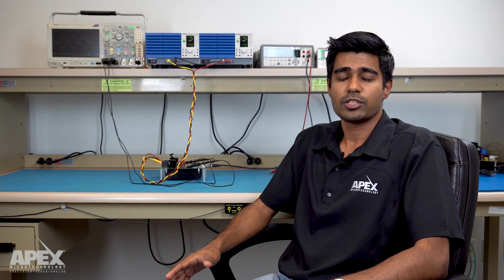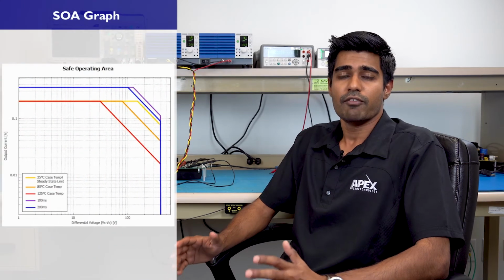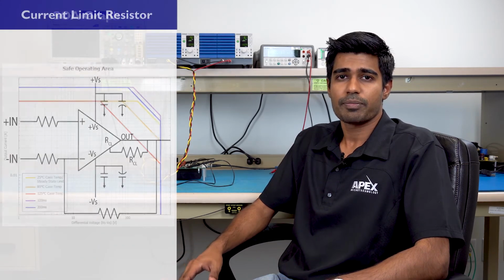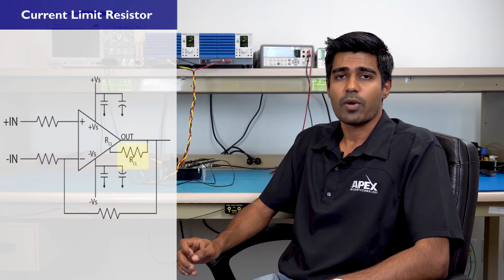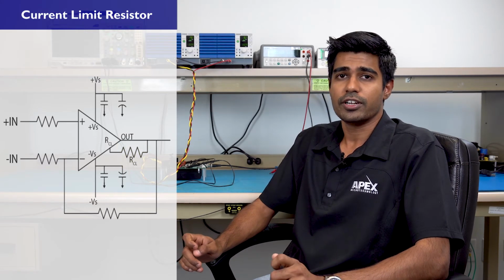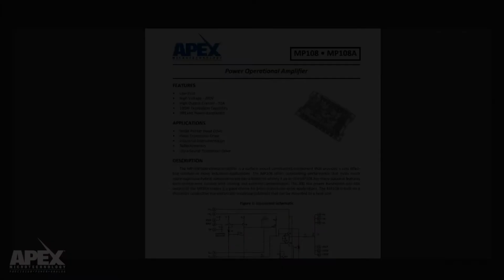Third, I will talk about the current limit feature for Apex power operational amplifiers to keep an amplifier operating within its safe operating area. The current limit feature provides a means to operate the amplifier and protect it from fault conditions such as accidental shorts to ground or accidental shorts to either supply.